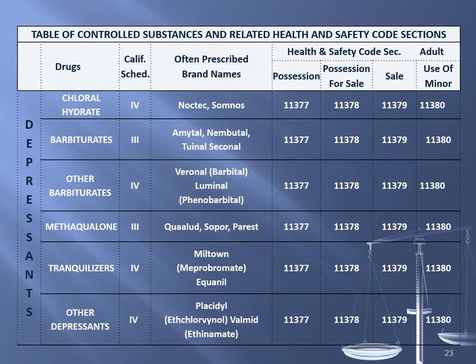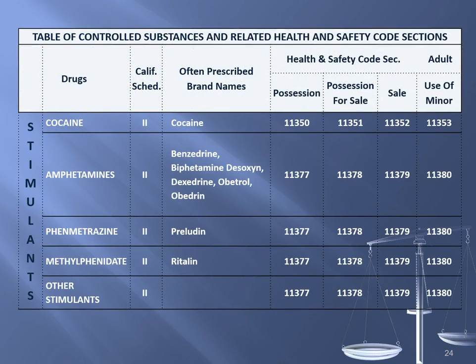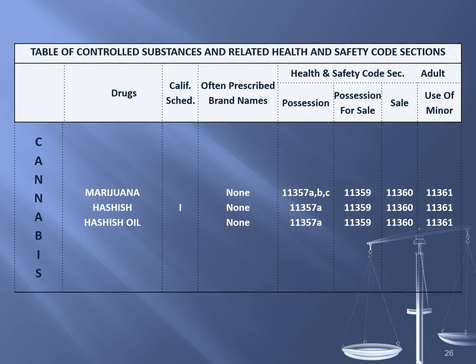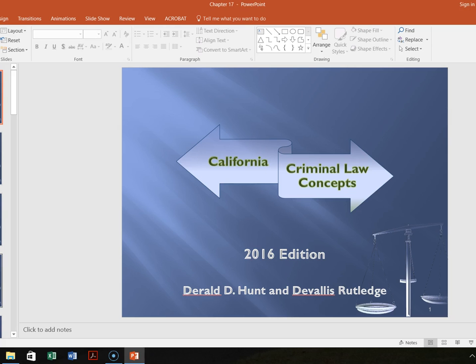So, first one was narcotics. These are depressants. So you can look at the different sections and see how they go. I made this for all. Stimulants, hallucinogenics, cannabis. Now some of the sections again have changed a little bit. Okay, so that was a very quick walkthrough of chapter 17.